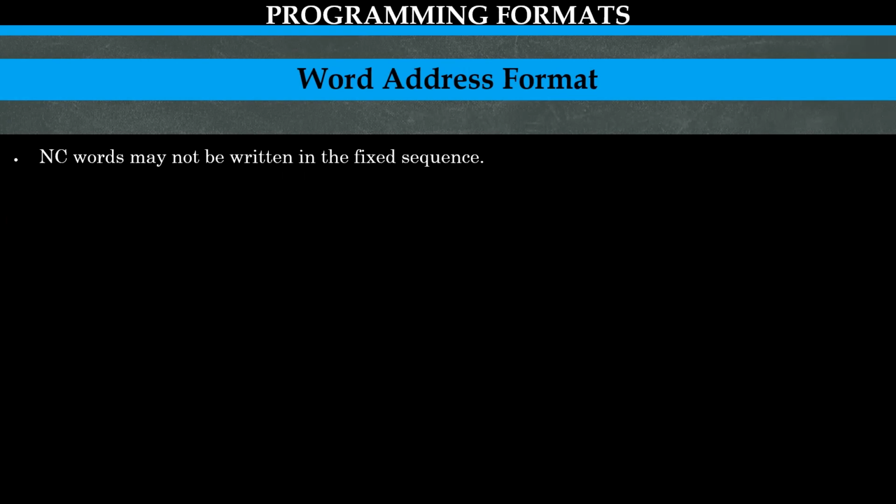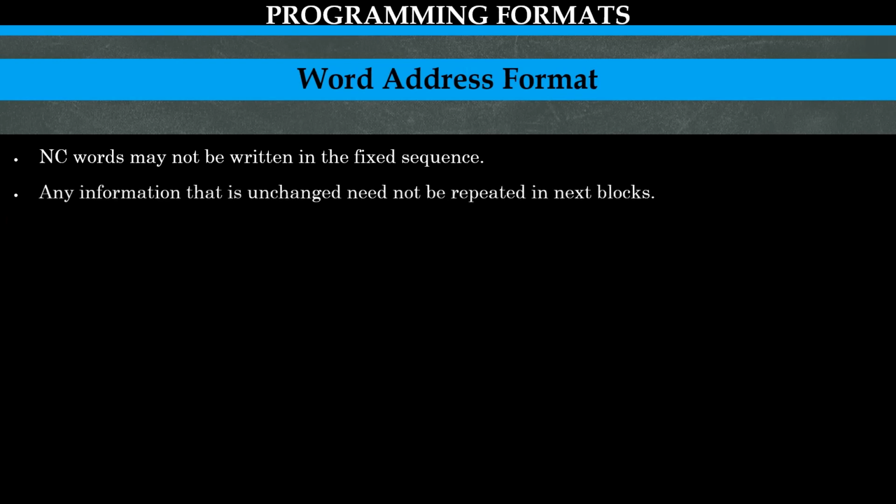There is another advantage in the word address format, that NC words may not be written in a fixed sequence. A programmer can write N word, then M word, then F word, then G word in any sequence. But in order to maintain uniformity while editing the program, it is advisable to write in the sequence which is followed in the fixed block format.